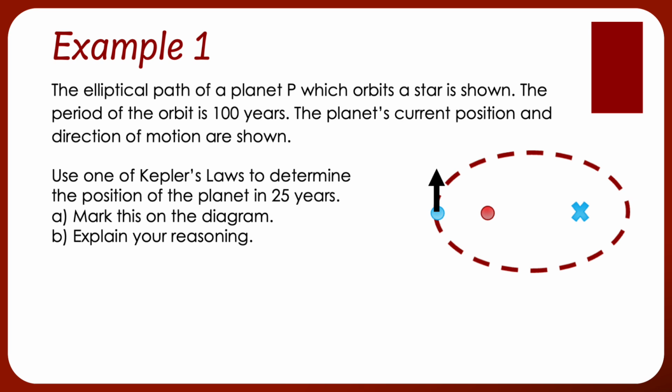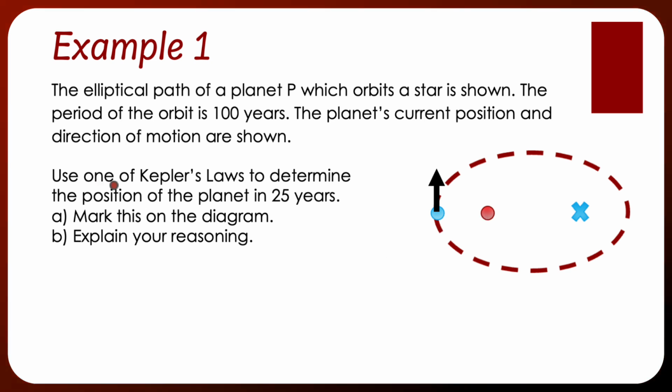So let's go through an example. I have here a planet going around in an ellipse. So here must be my star, here's the planet that's going around. It says that the period of the orbit is 100 years. The planet's current position and direction of motion are shown. Let me point out that it is at the closest position to our star, and that's going to be important.